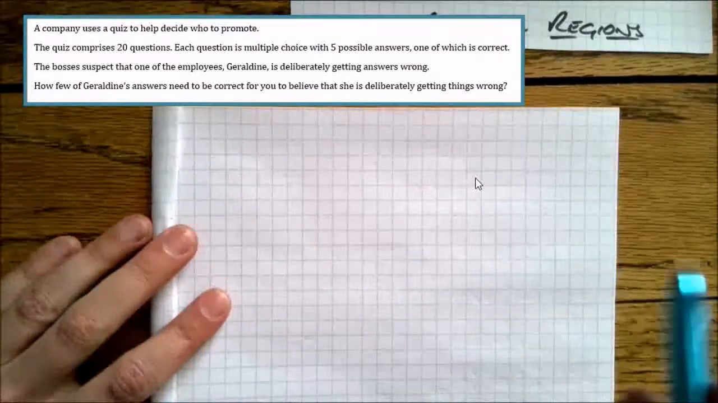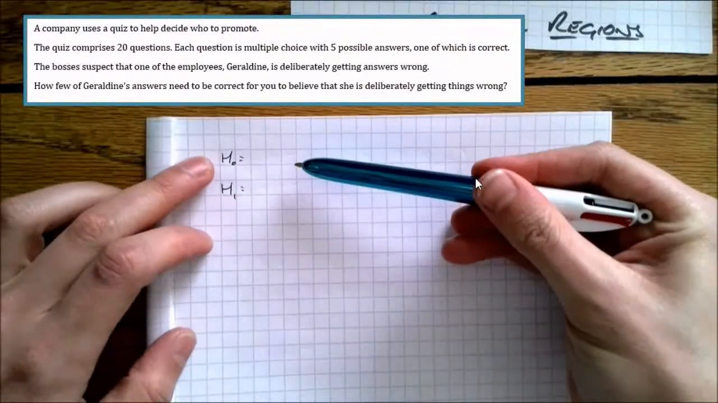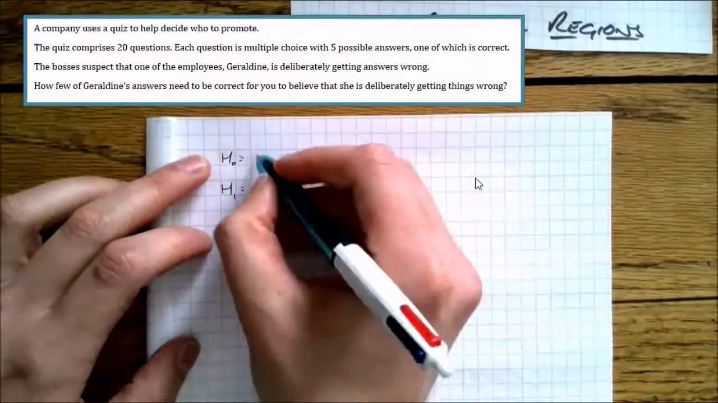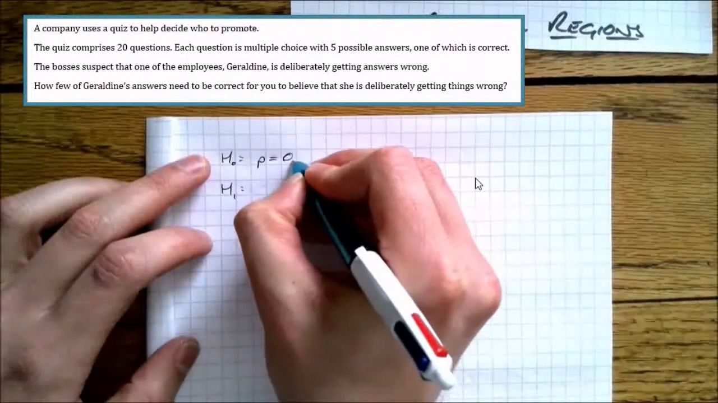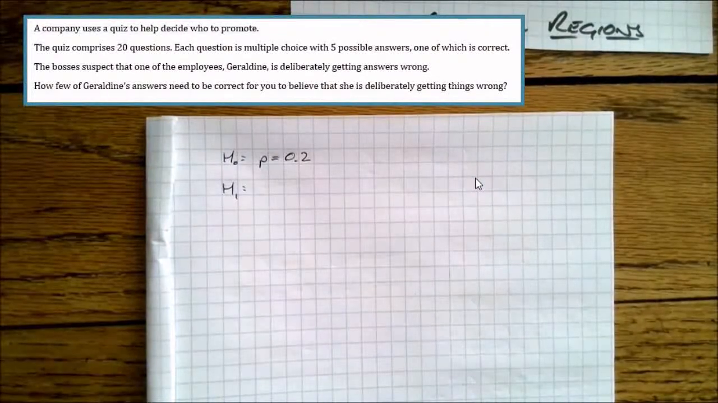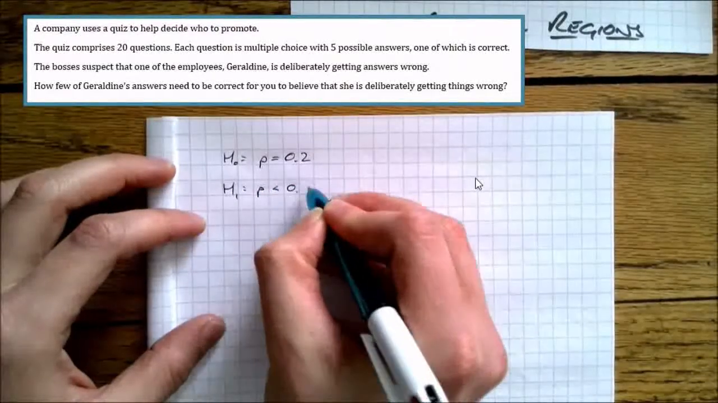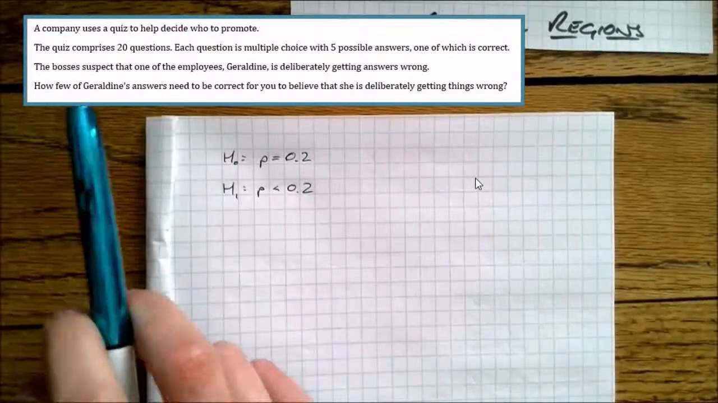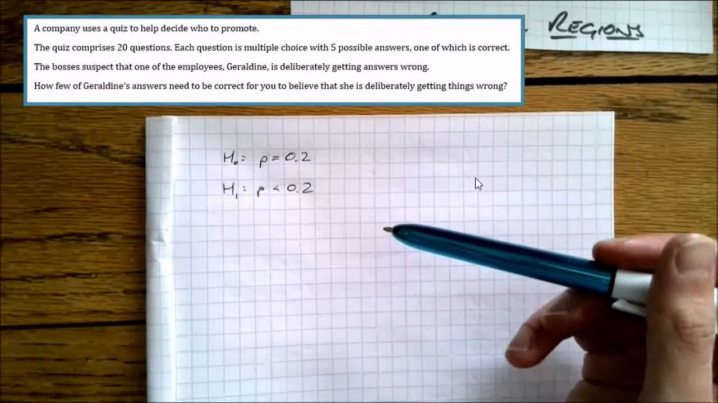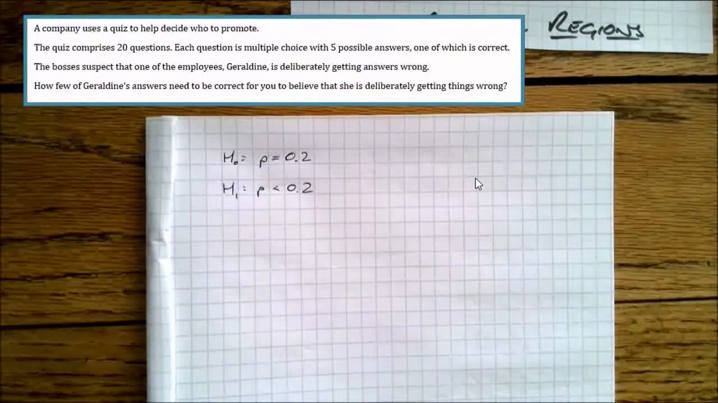Okay, the first bit is going to look exactly the same. Our subheadings, H0 and H1. What is our null hypothesis here? It's that the probability is just a fifth, so that they are randomly guessing. Our alternative hypothesis, in this case, is that it's less than a fifth. That Geraldine is answering this such that her probability of getting a correct answer is less than if she was just randomly guessing. She's deliberately getting things wrong.